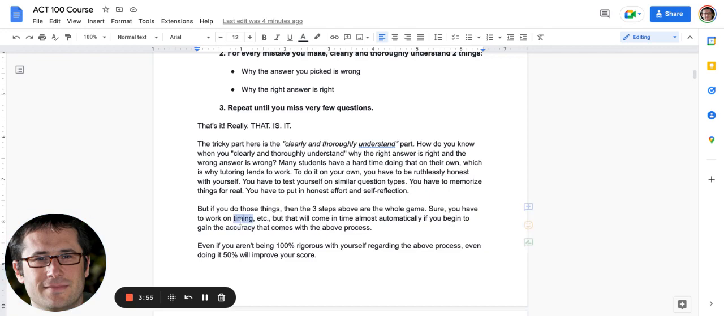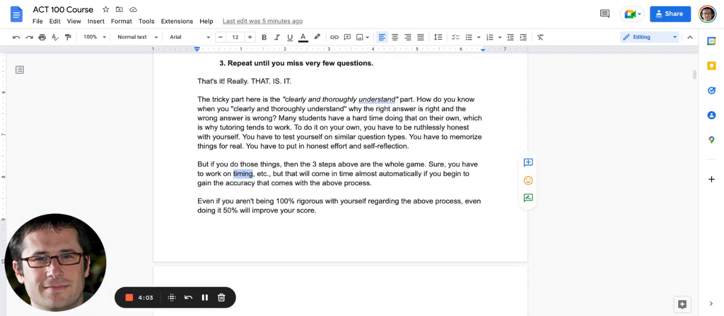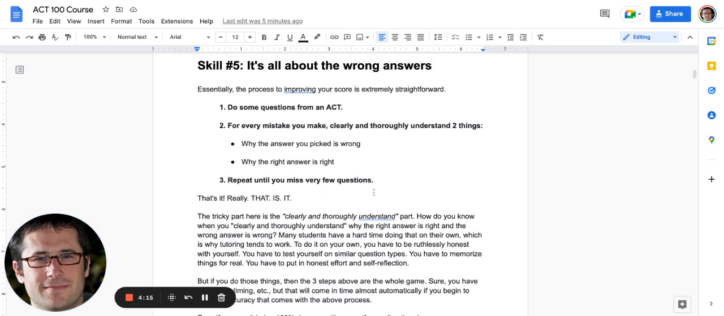Yes, there's going to be pacing stuff and there's other things. This is just really focused on content and strategy. But in time, those things tend to take care of themselves. And I would say that even if you aren't being 100% rigorous the way I described, but you're doing it 50%, you'll improve your score, but you won't maximize your score. You won't get your best possible score. To get your best possible score, you have to do this 100%.